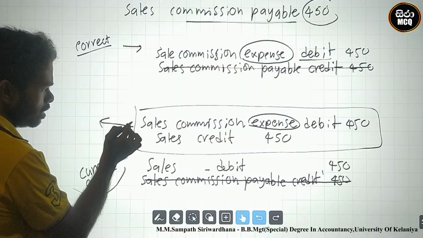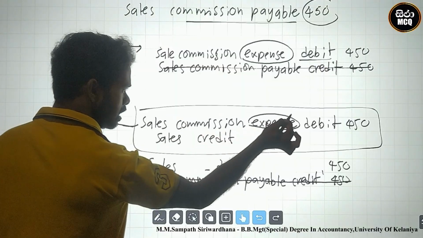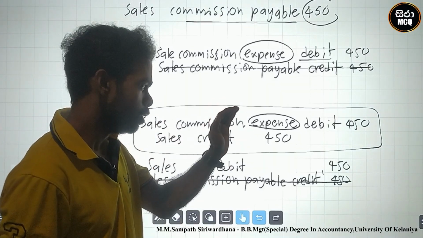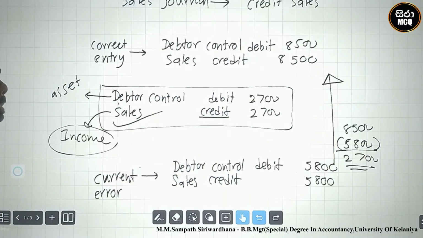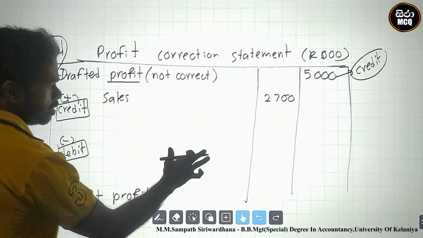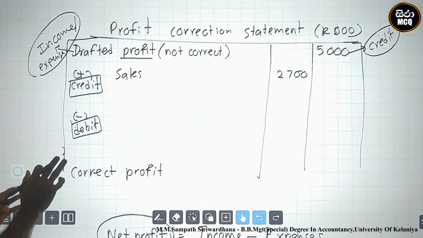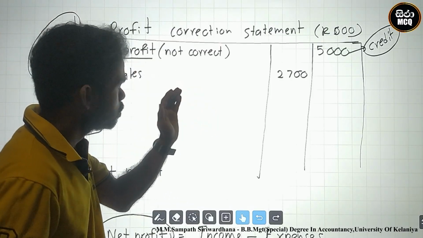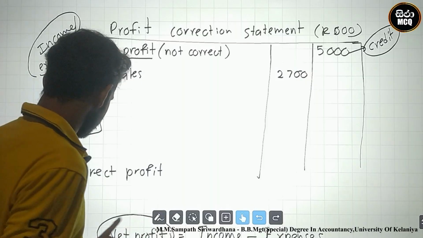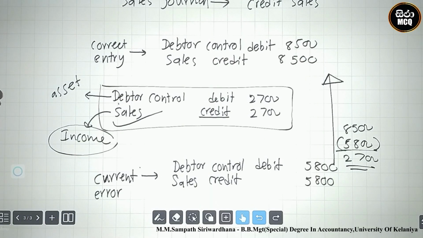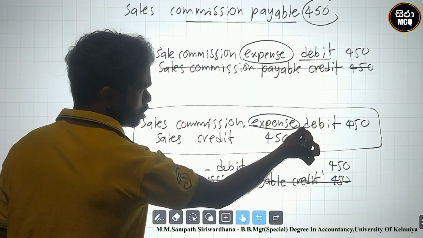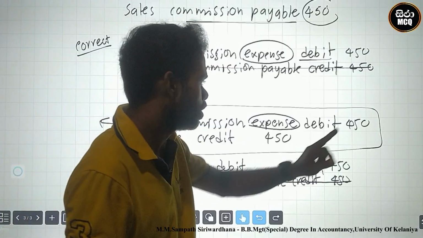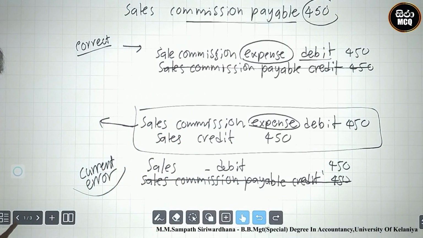This is the impact to profit. The sales commission expense is debit. There is an expense, therefore we use this one. After that, there is expense or income, we can include this. There is an expense, we use credit short or debit short. What is the debit or credit short? Sales commission expense was debit. There is a debit short, therefore we must minus this 450.